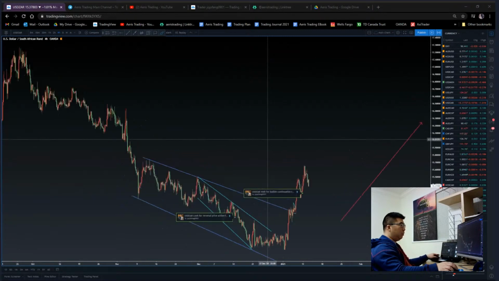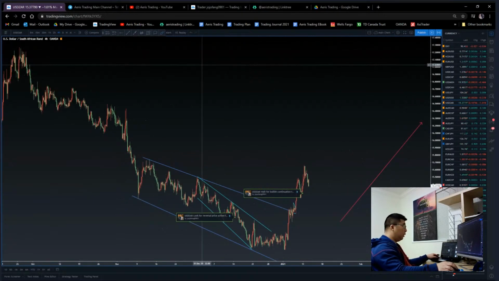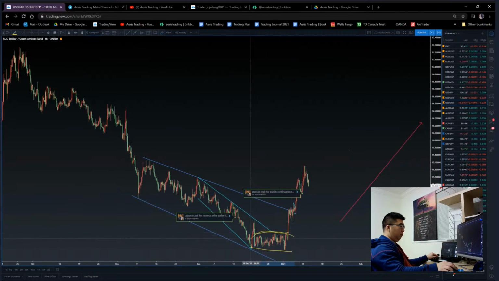Let's continue. So dollar CAD is here. Same idea as dollar Singapore dollar, right? What is better is that we had this descending channel within the larger descending channel. We had this period of a neutral correction here. You can call it pretty much reversing the price back up.